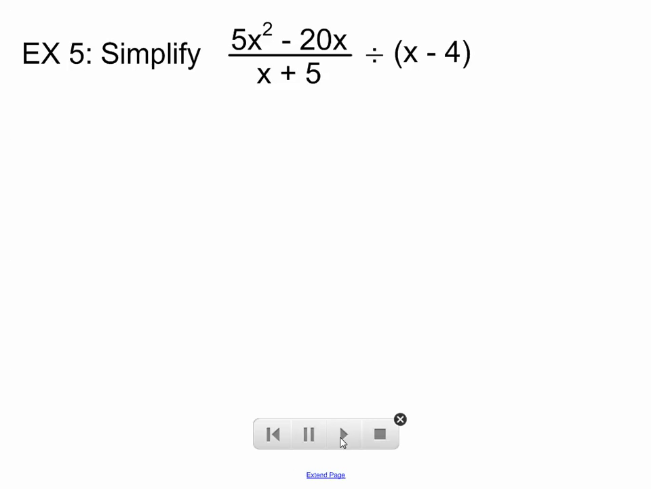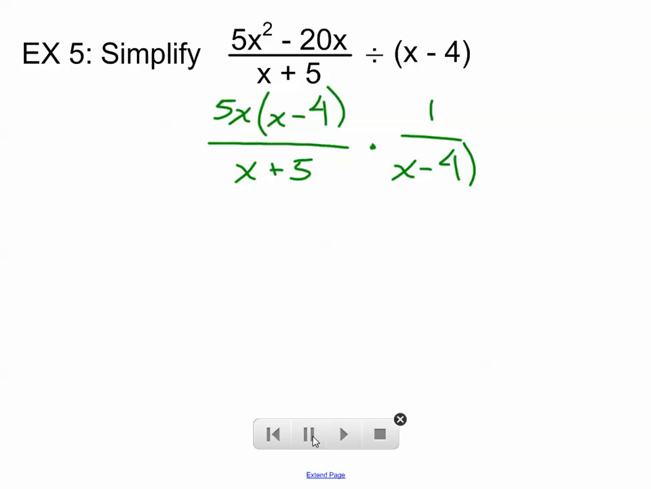All right, this one's a little bit more complicated, but includes almost everything we've done up to this point. I'm looking at 5x squared minus 2x. I can simplify that by factoring out 5x, the greatest common factor of those two terms. Instead of dividing by x minus 4, I'm going to multiply by its reciprocal, 1 over x minus 4. So I took the greatest common factor out of these two terms, 5x, and instead of dividing by x minus 4, I'm multiplying by its reciprocal.